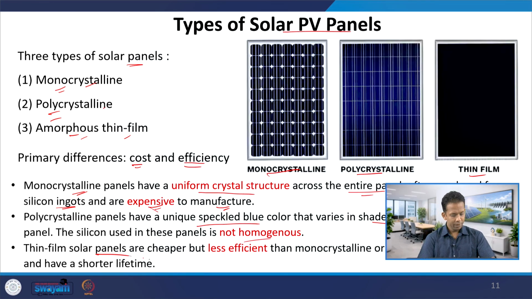Thin film solar panels are cheaper but less efficient than monocrystalline or polycrystalline, and they have a shorter lifetime, but they have varied uses. So that's the definition of 3 types of solar PV panels based on the material of the panel, whether it's monocrystalline, polycrystalline or thin film.